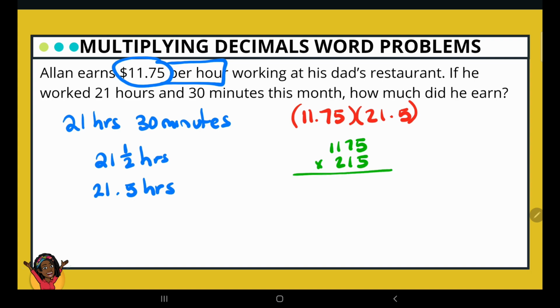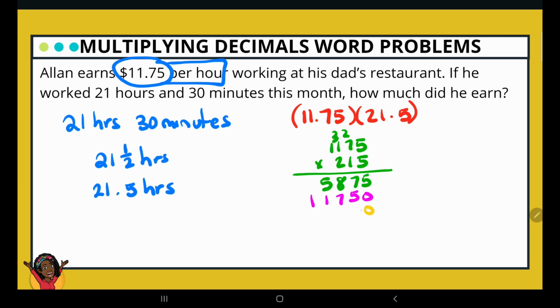Now let's go ahead and rewrite these numbers without the decimal and start our multiplication. 5 times 5 is 25. 5 times 7 is 35 plus 2 is 37. 5 times 1 is 5 plus 3 is 8. 5 times 1 is 5. I'm going to change my color just to help keep track. 1 times 5 is 5. 1 times 7 is 7. 1 times 1 is 1. 1 times 1 is 1.